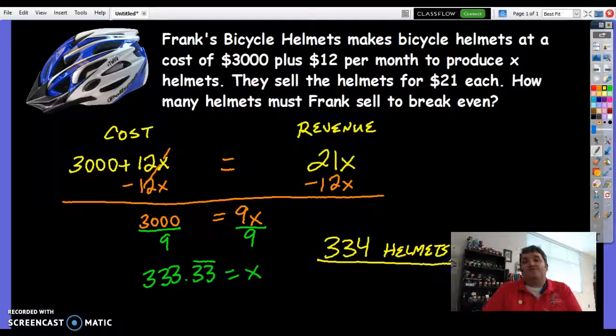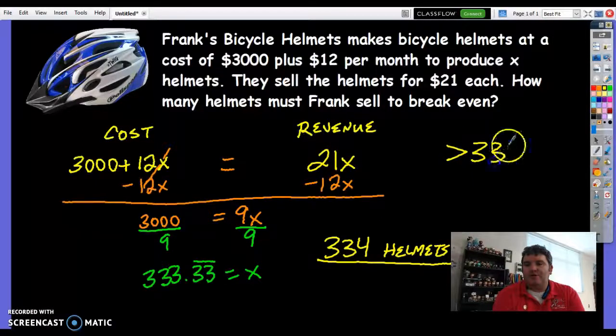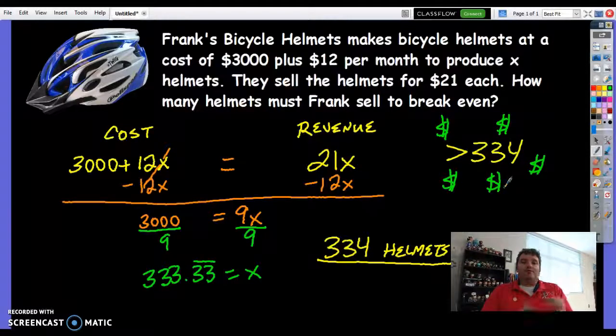That's how many helmets Frank would need to sell to break even. So any number higher than this, any number greater than 334, Frank makes profit. Frank makes money. So that's why the break-even point is so important. It lets me know if I sell this much, if I buy this much, if I do this much, anything above that benefits me. It's more profit.